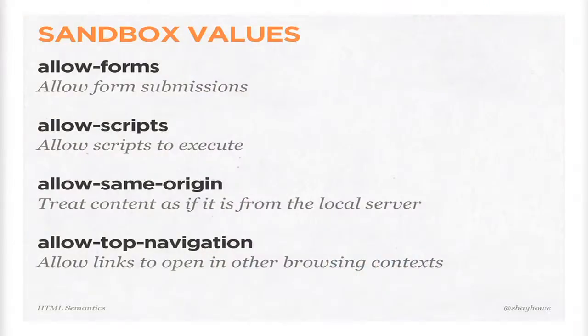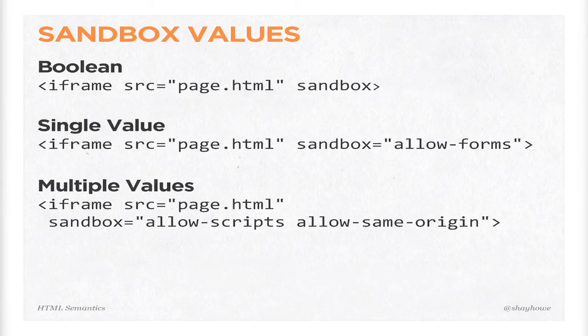And what this looks like are these values here. We can allow forms, we can allow scripts, we can allow the same origin, so we can allow those links to pop up in the browser and play just as they would on our site. And we can allow that top level of navigation too. In code, it looks a little like this. As a Boolean attribute by default, we turn all that stuff off. We're like, you know what, you're not allowed to do any of this. No JavaScript, no forms, no local access, none of that. You can't do it, okay?